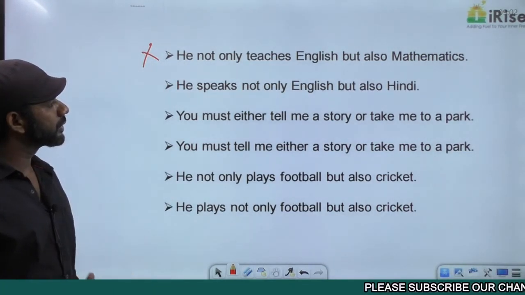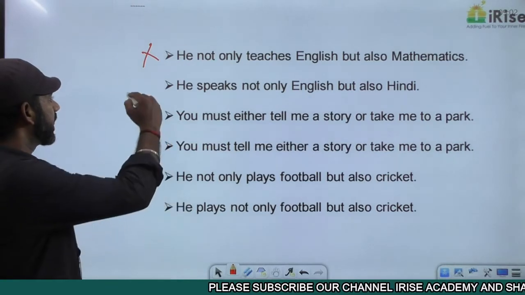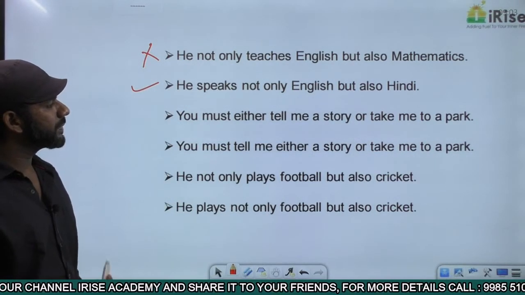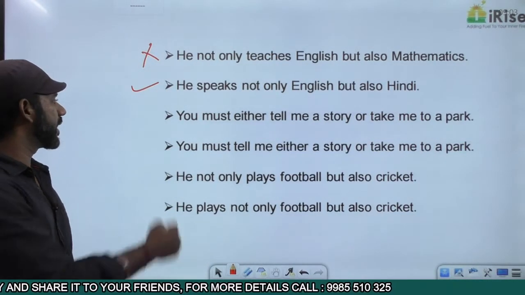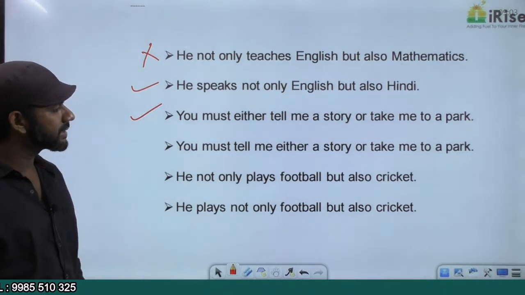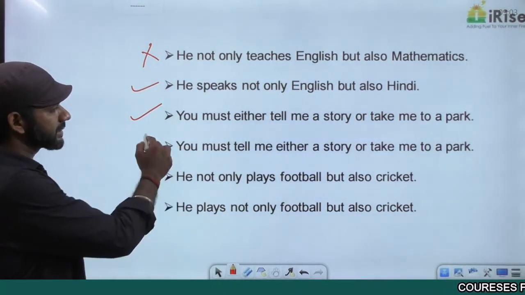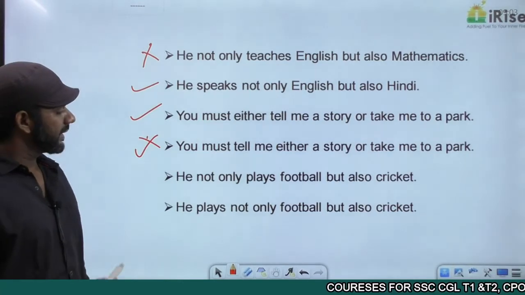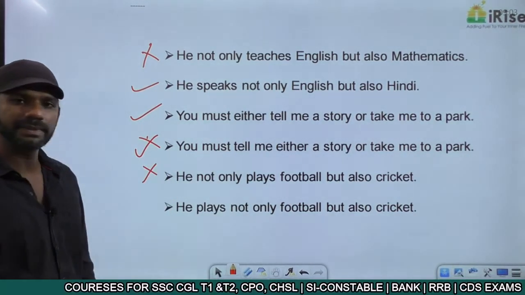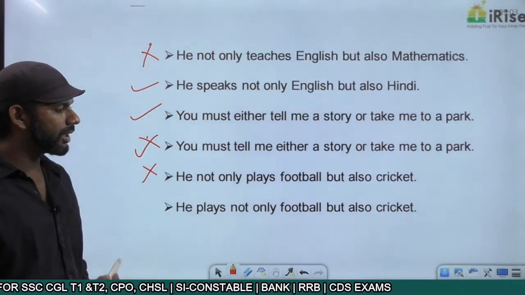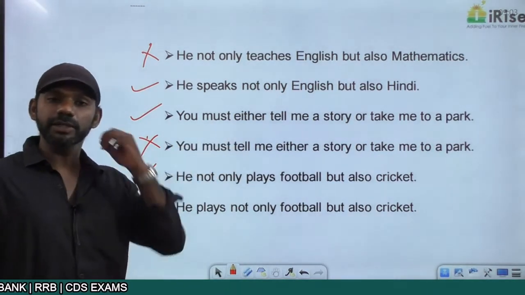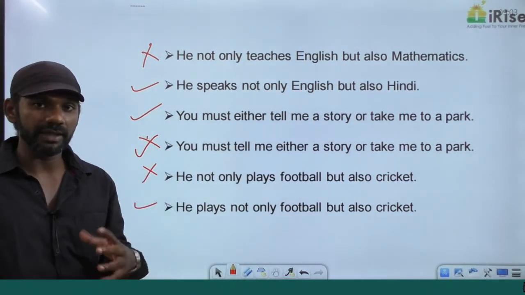He speaks not only English but also Hindi. I say grammatically correct. I'll explain. You must either tell me a story or take me to a park. I say grammatically correct. You must tell me either a story or take me to a park. I say it is grammatically wrong. He not only plays football but also cricket. Grammatically wrong. He plays not only football but also cricket. Grammatically correct. Now I told you the first thing is trying to understand the meaning of a sentence. Only then we should think about the rule.